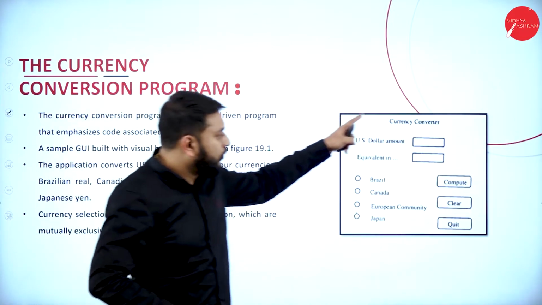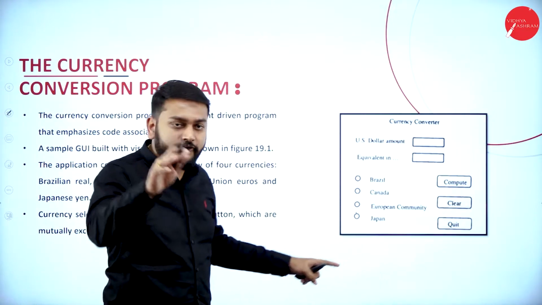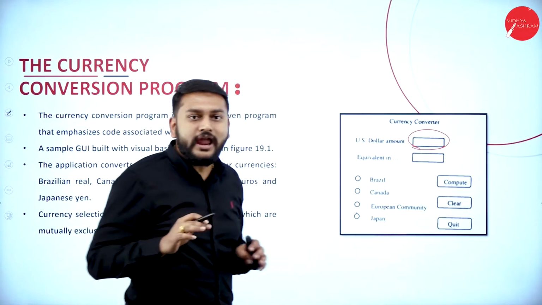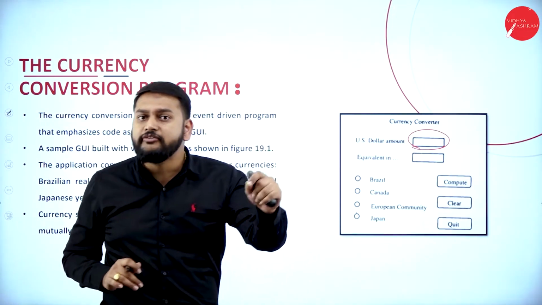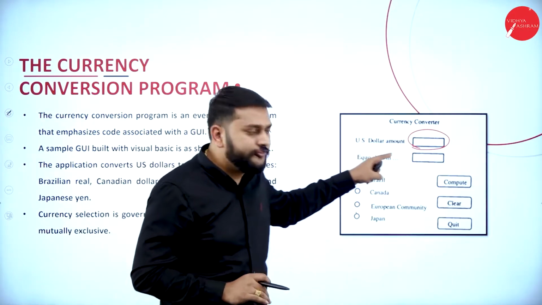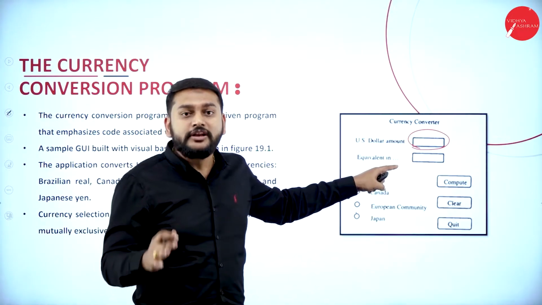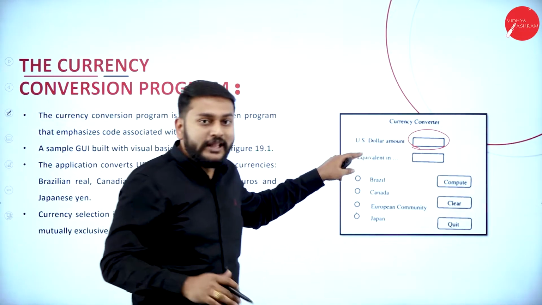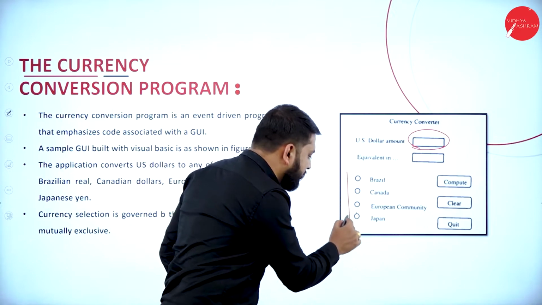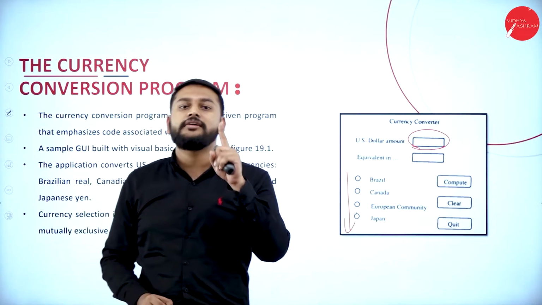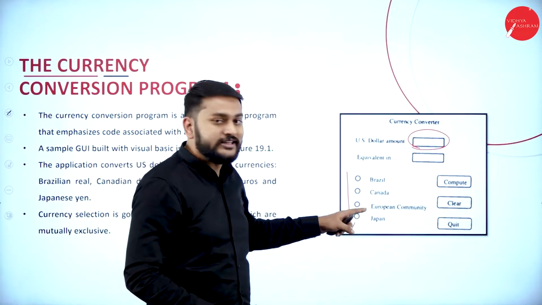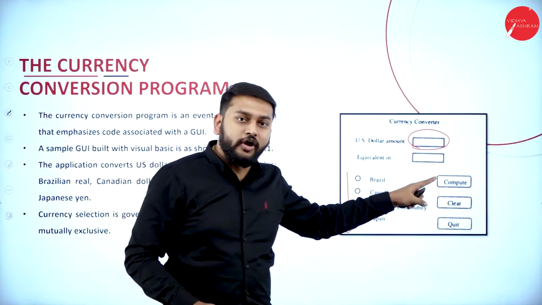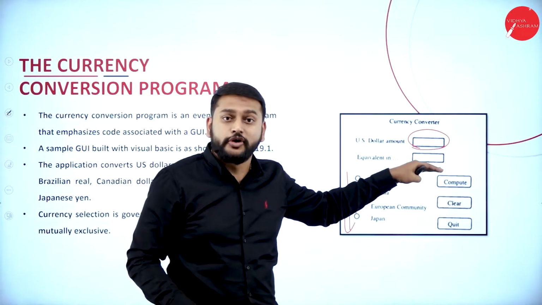Guys, this is the layout of the GUI that I have. The first thing you need to observe here is a text box where I will be entering the amount in terms of US dollars. Then, please observe, I have the radio buttons here. I will be able to select any one country. If I select a country, that country will be reflected here where it says equivalent in. Automatically the value will come here. That's what you need to observe.